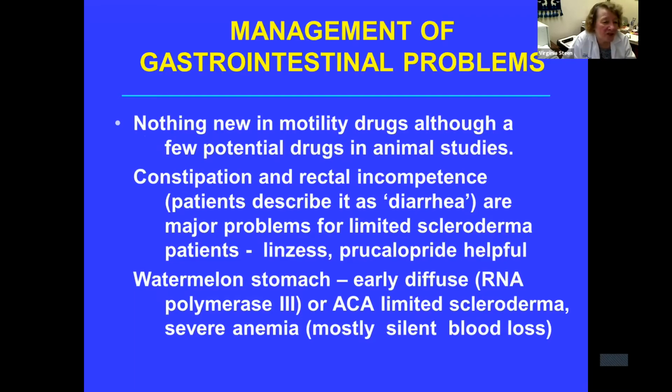So unfortunately, as I said, there's really nothing new in motility drugs that have been approved. There are a couple of constipation medications, Linzess and prucalopride, that have been helpful for that group of patients. But as far as the small bowel or the stomach or esophagus, there are some new ones in animal models, but they don't seem to be coming into the clinic.